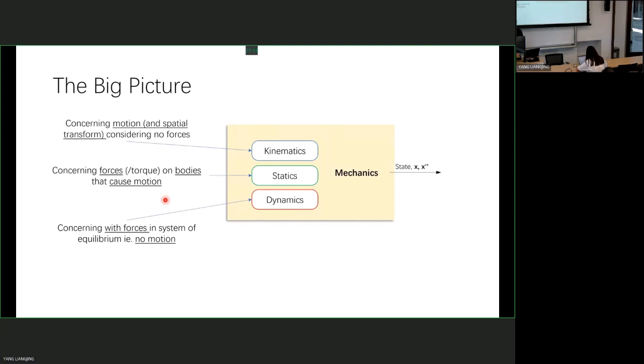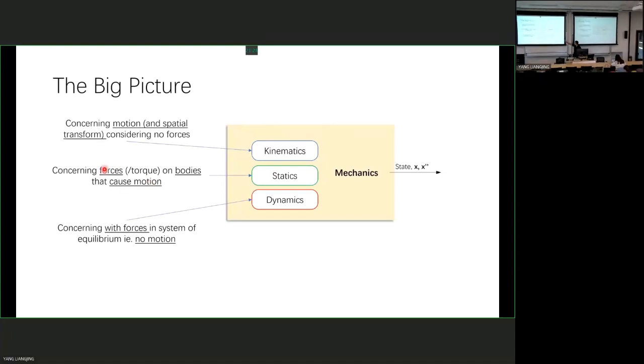Okay. Sorry, I think there's a typo in this. This should actually be static and this should be dynamic. So these two are swapped. I think there's a misplacement here.